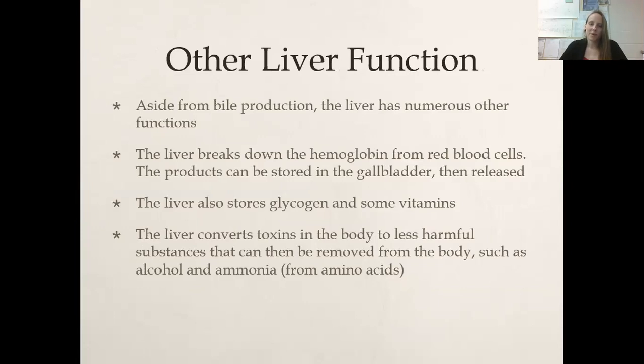The liver also does a bunch of other things. It breaks down hemoglobin from red blood cells, which can also get stored in the gallbladder. The liver also stores glycogen, as well as some different vitamins, and it helps convert toxins in your body into less harmful substances. So for example, alcohol, which can be converted.